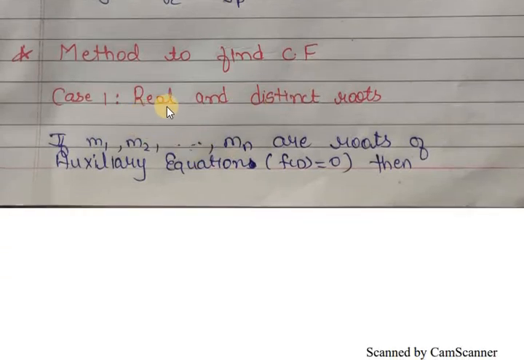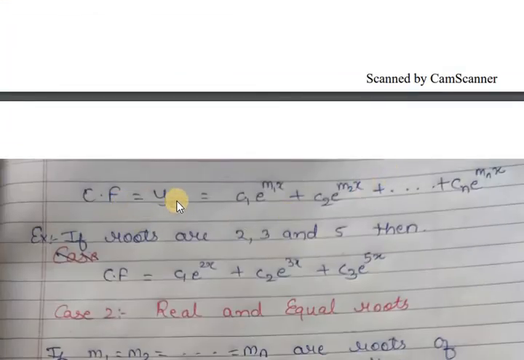So the first case is if roots are real and different. Suppose m1, m2 up to mn are roots of the auxiliary equation. What is the auxiliary equation? That is f(D) equal to 0. So if the roots of the auxiliary equation are real and different, then CF is given by yc equal to c1 e raised to m1x plus c2 e raised to m2x plus so on plus cn e raised to mnx.